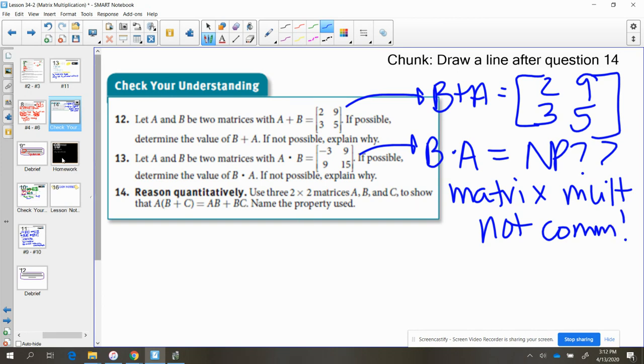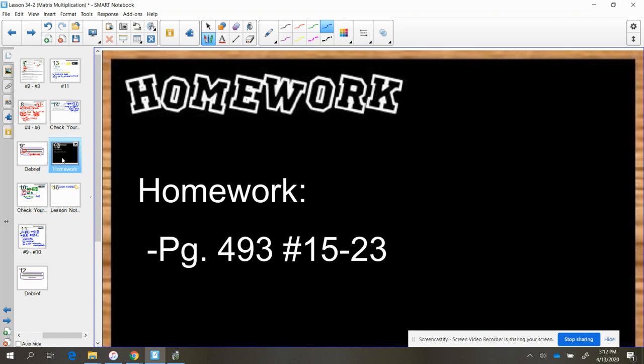All right, now the practice for this lesson, I do page 493, numbers 15 through 23. Don't worry about 24 at the bottom.